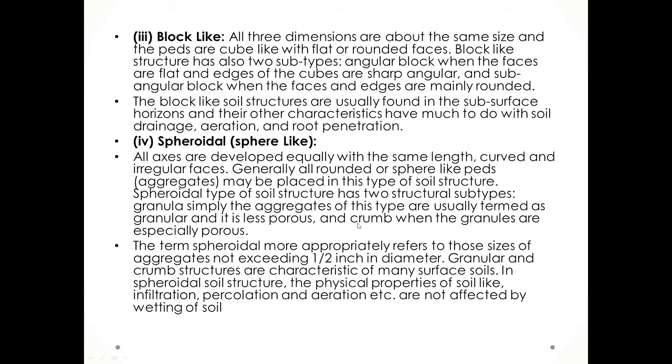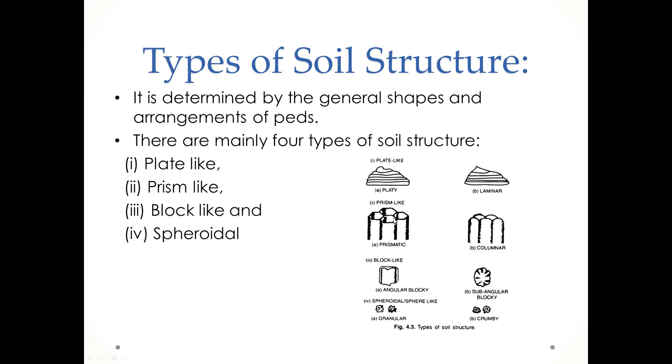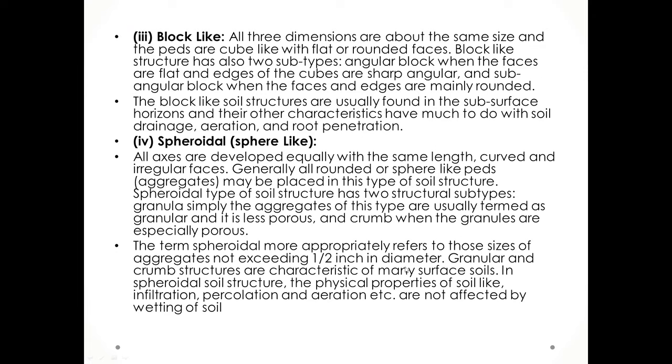The third one is block-like. In block-like, all three dimensions are the same in size, and the peds are cube-like with flat or rounded surface faces. This is the block-like in which all the dimensions are similar, vertical and also horizontal. This is the angular blocky, the first type of the block-like, and the second one is the subangular blocky type of structure of the soil.